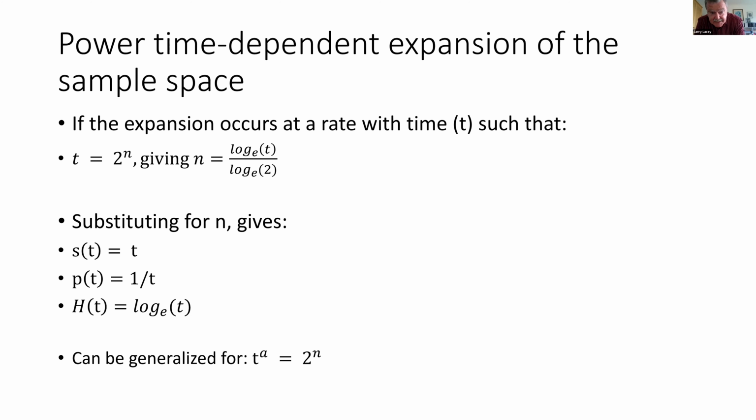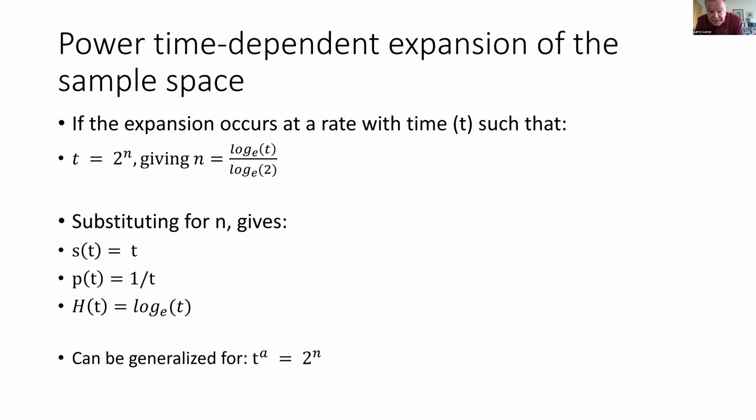So let's say the doublings are occurring with time. So t is equal to 2 to the power of n. So you can work out then what n is equal to: n is equal to log t over log 2. And you can substitute into the previous equations I gave you, which are the basic equations. So this time, for a power dependent, not an exponential, expansion, you get S(t) equals t. So the expansion is directly related to time. The probability is 1 over time, and the information entropy on this occasion is log of time.